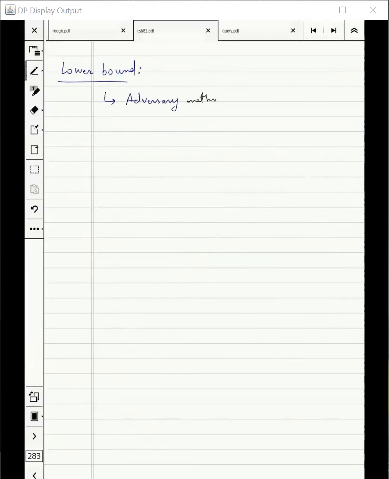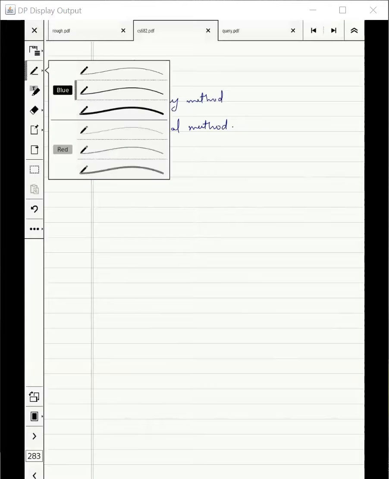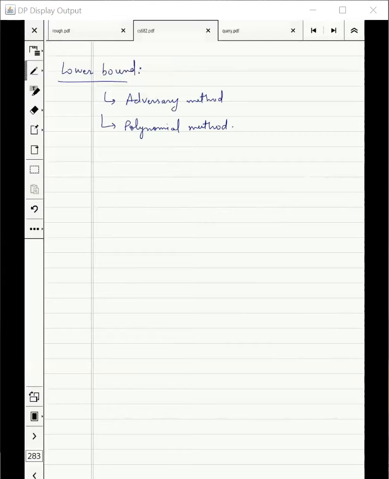Adversary method and polynomial method. Both of them are actually given in notes. For the purposes of this course, to end this lecture, I will focus on polynomial.